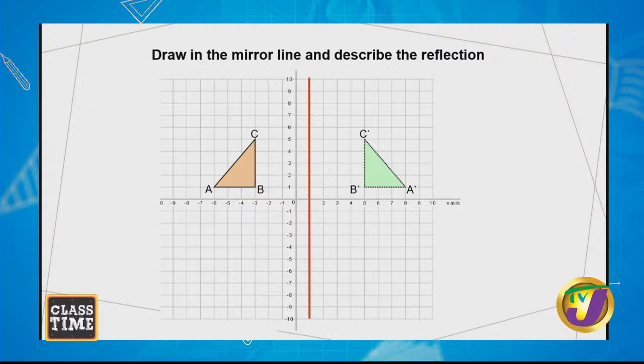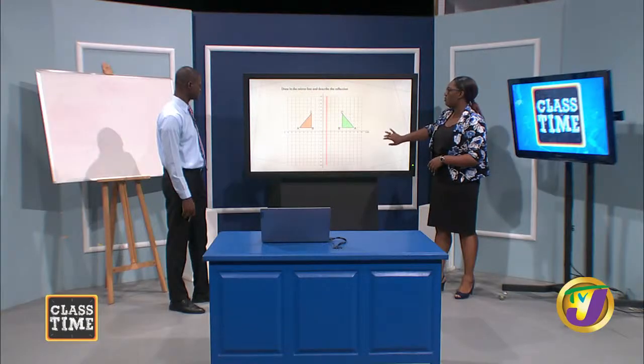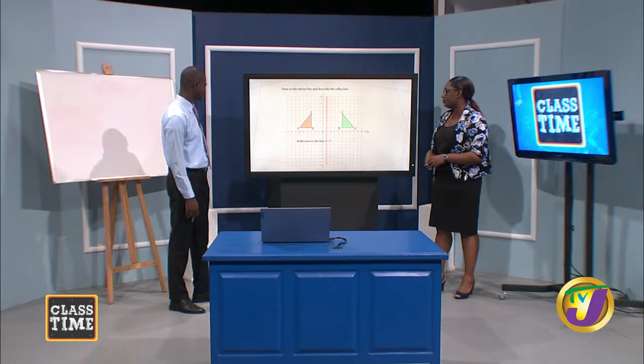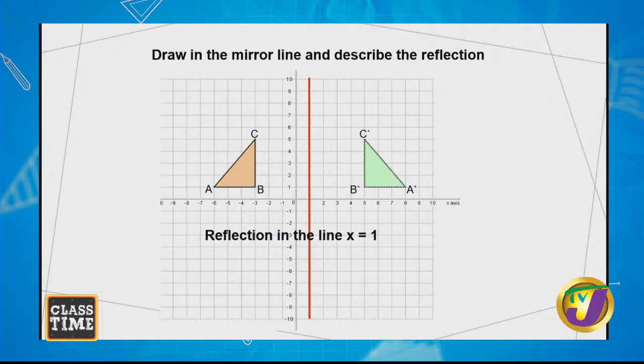1, 2. Finish. And although we chose B, we could choose any other point and it must be the same. It has to be. It's a true reflection, because equidistance is a property of reflection. All right. So that's the line: reflection in the line x equals 1.